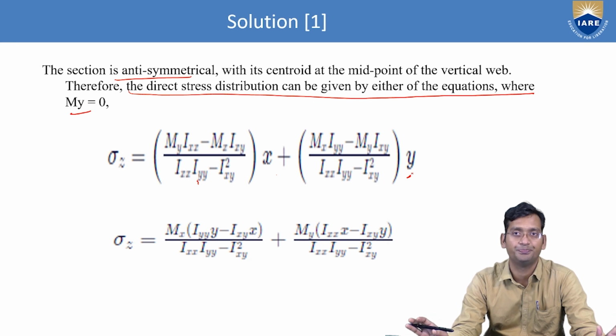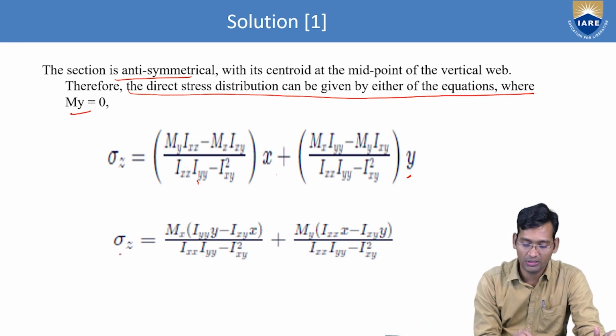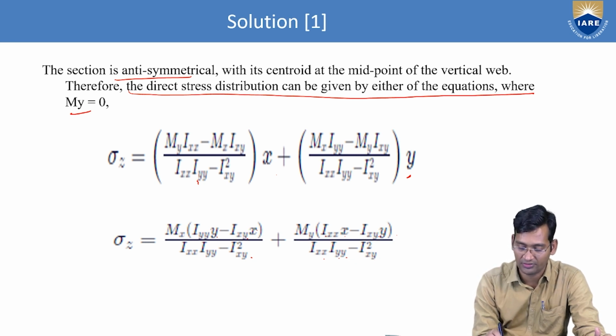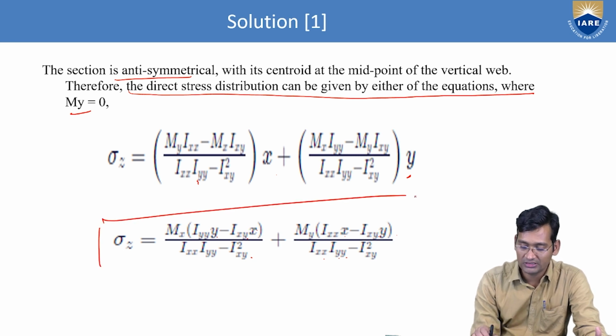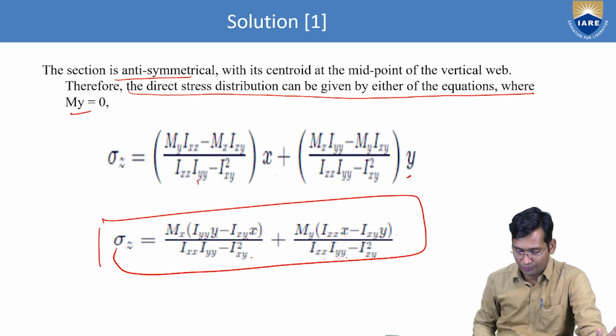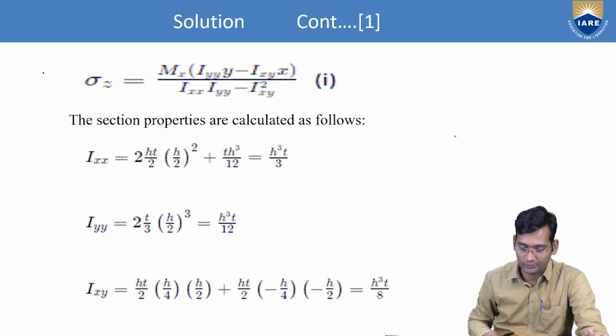That we have already seen. Now sigma z will be equal to Mx into (Iyy into y minus Ixy into x) by (Ixx into Iyy minus Ixy square), plus My into (Ixx into x minus Ixy into y) by (Ixx into Iyy minus Ixy square). Sorry, this is x. So this is our sigma z value. This we have already seen, so we can use it directly here.